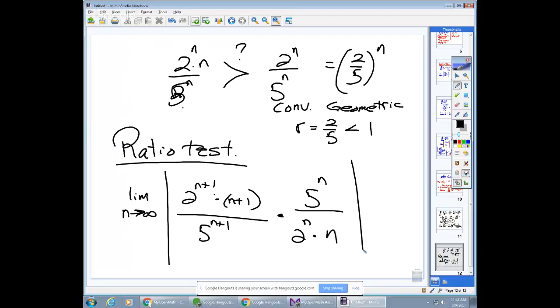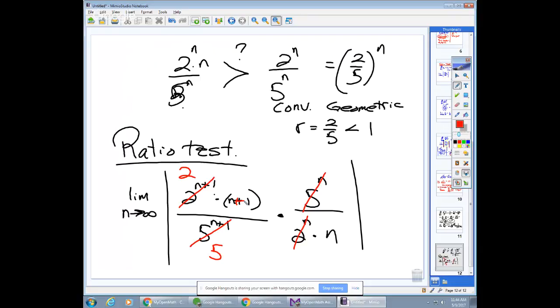Now there's no negatives here anywhere, so the absolute value really isn't necessary. I can get rid of that in a minute. And then I start killing stuff. So 5 to the n goes into 5 to the n plus 1, leaving a 5 behind in the bottom. 2 to the n goes into 2 to the n plus 1, leaving a 2 behind in the top. And because of this plus sign here, there's really not much I can cancel there. I'm stuck with the n plus 1 over n.